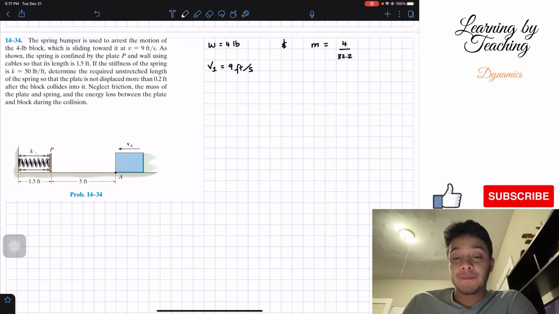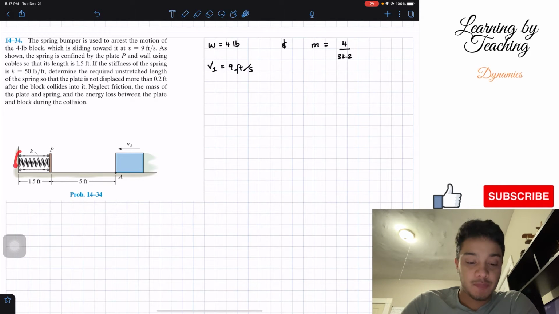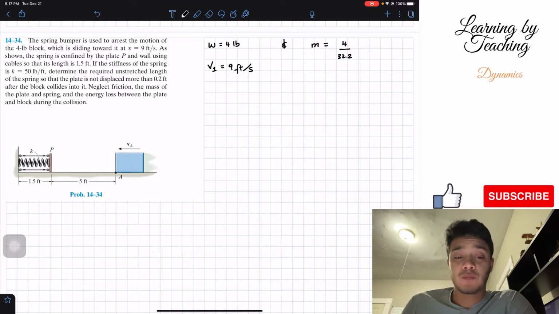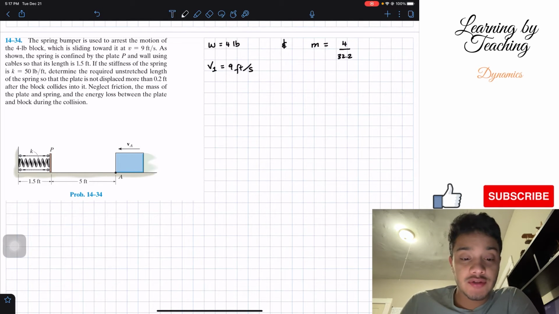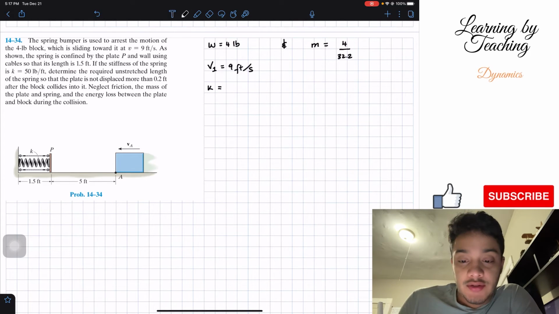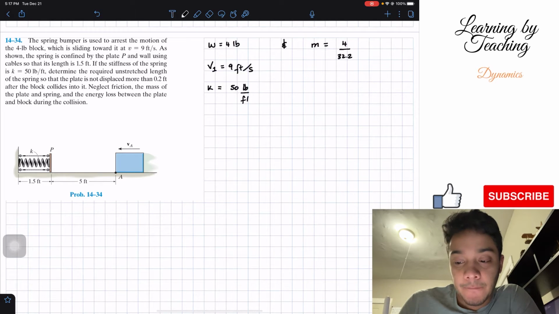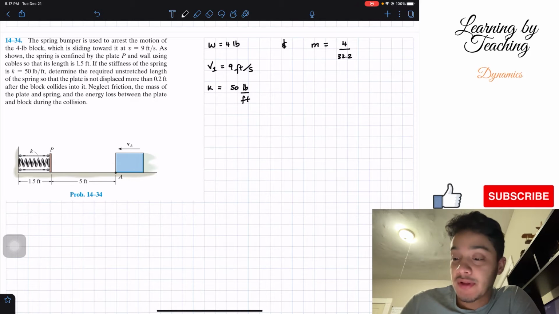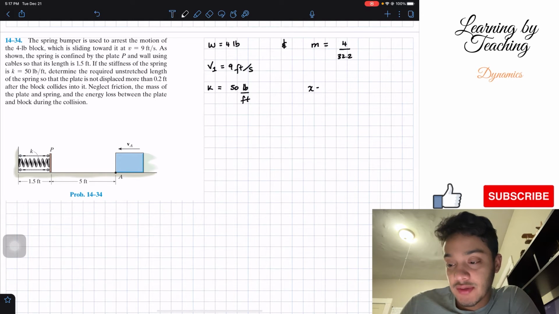We're given that the spring over here is stretched because it's confined by this plate P. So that's a really important assumption that we have to keep in mind. Then we have the stiffness of the spring equal to 50 pounds per foot, and we cannot be displaced more than, so I'm going to put x equal to 0.2. This is our maximum displacement.